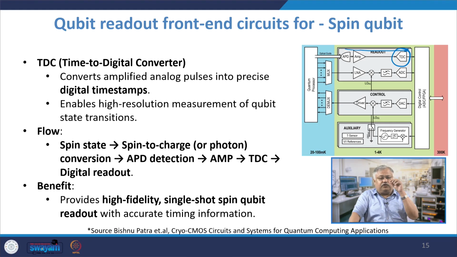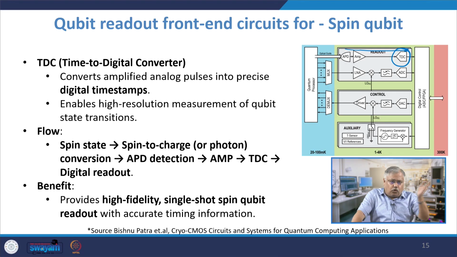So, you will have timestamps available, and these are very precise digital timestamps depending upon the analog pulse which you get. So, basically the sampling is done in the time domain, and you can actually sample the output, and that sampled output will have a digital timestamp attached to it. Advantage, high resolution measurement, right, and that is why TDCs are preferred over the traditional ADC structures which we use otherwise, since a TDC gives much higher resolution measurement of the qubit state transition.